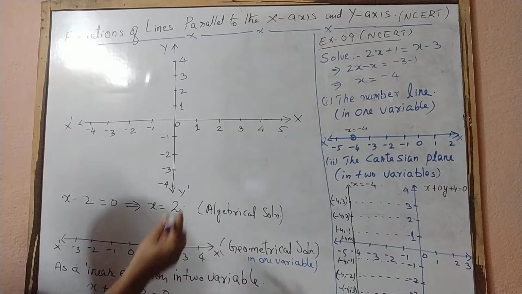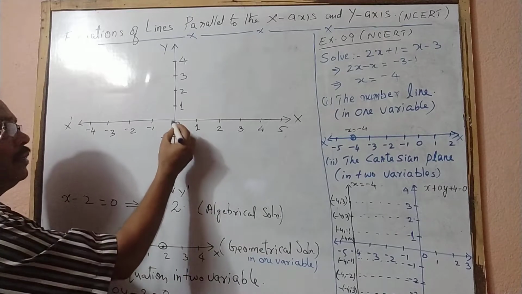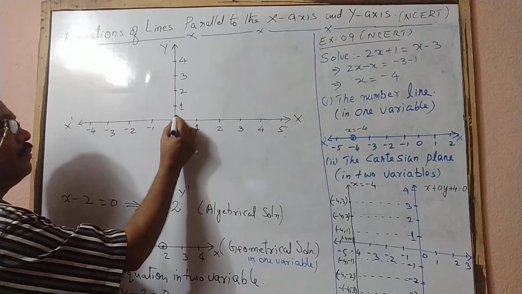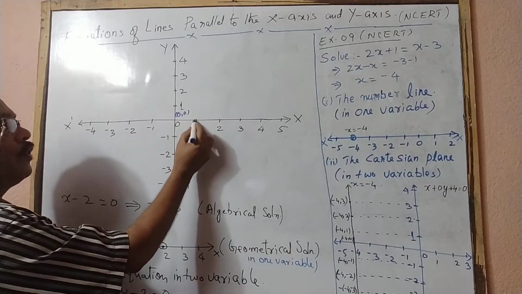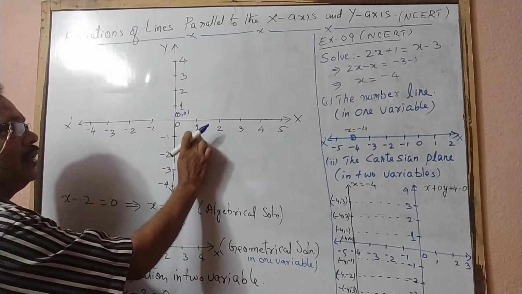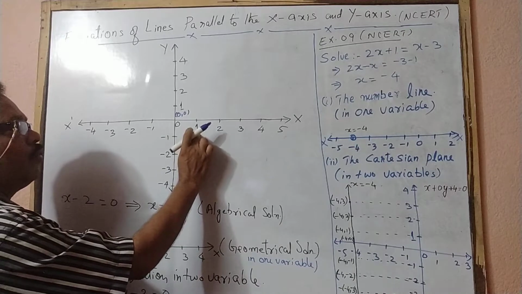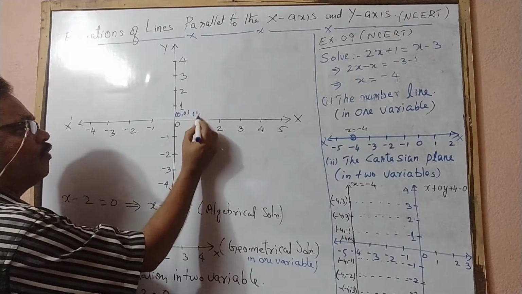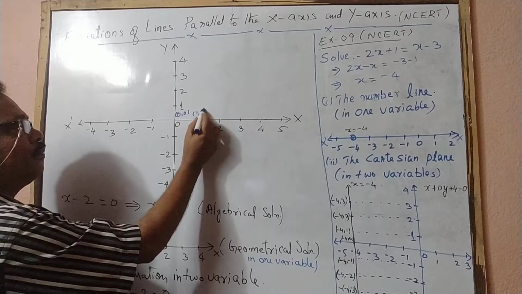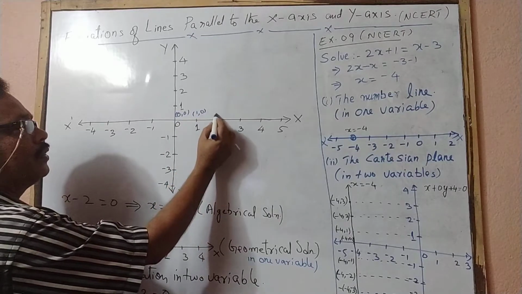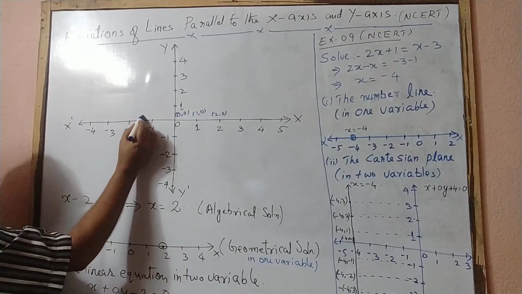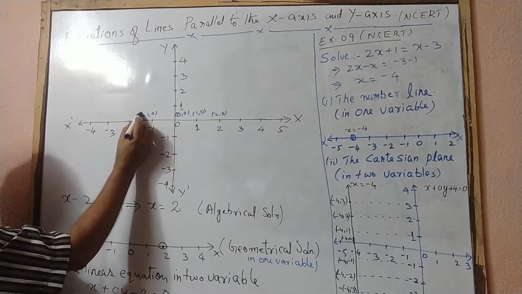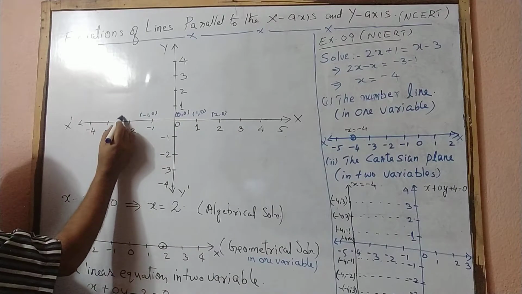You know what the coordinate of this point, the origin, is. This is the origin, and its coordinate is 0, 0. Then what is the coordinate of this one? The value of x is equal to 1 and the value of y is 0. And what is the coordinate of this point? 2, 0. And of this point? Minus 1, 0. This one? Minus 2, 0. And so on.